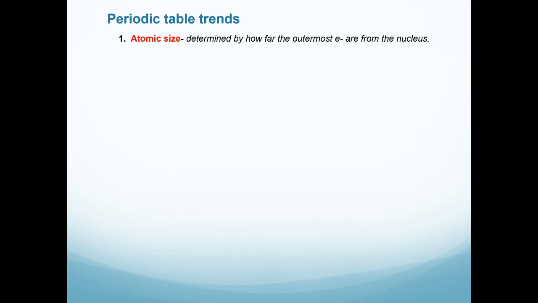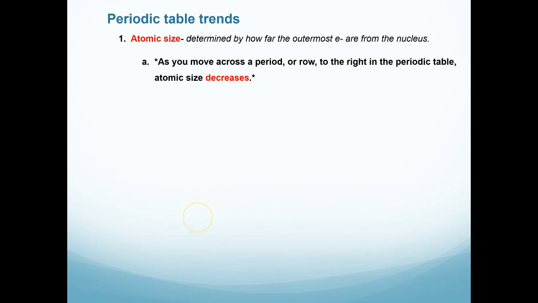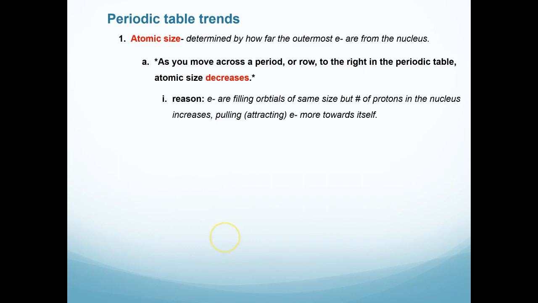We can look at a few different things. So we can look at atomic size, which is going to be determined by how far the outermost electrons are from the nucleus. So essentially that n number, how many orbitals we have going out. So as we move across the periodic table, or a row to the right in the periodic table, the atomic size decreases. So we want to think about why this happens.